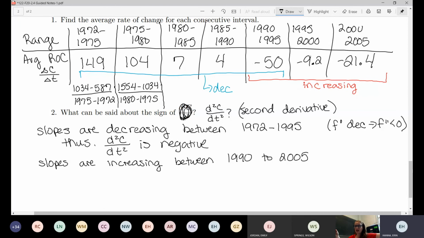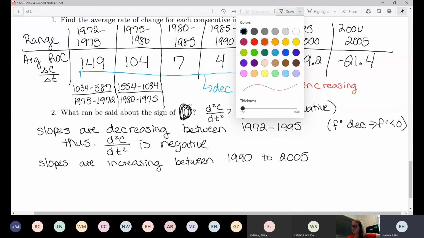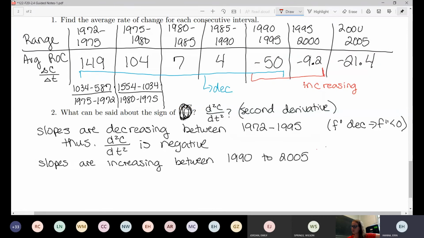But it would be right to say that from negative 50 to that negative 21.4, we're increasing. Wait. No, it decreases again in that last piece. Whoopsies. So we're only increasing, let me not be dumb, we're only increasing in this piece. And then we're decreasing again. So 2000. Yeah, we're getting a larger negative number, so we decreased. Sorry about that. So thus, d squared c over dt squared is positive.